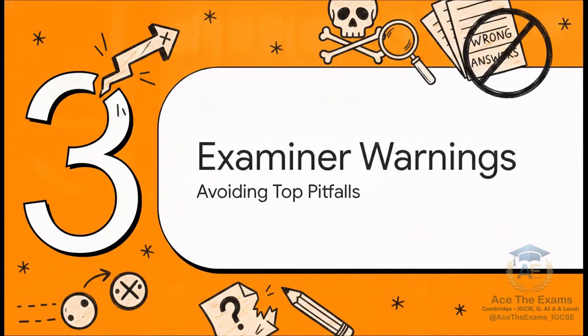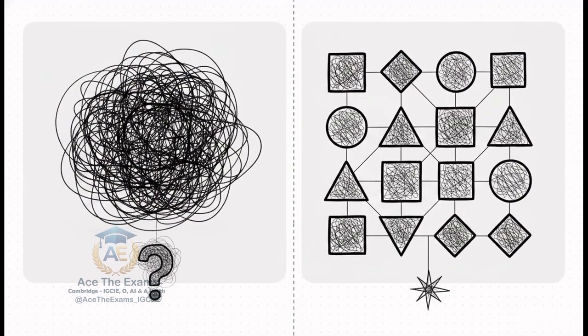So we know the theory and we know the strategy, but to truly bulletproof your exam, we have to look at what not to do. Let's move to section 3, examiner warnings. We are about to do an autopsy on failed examiner answers. Before we do our interactive breakdown of these answers, I need your full attention.